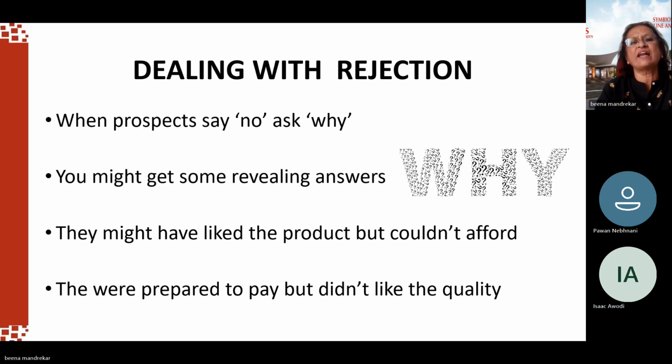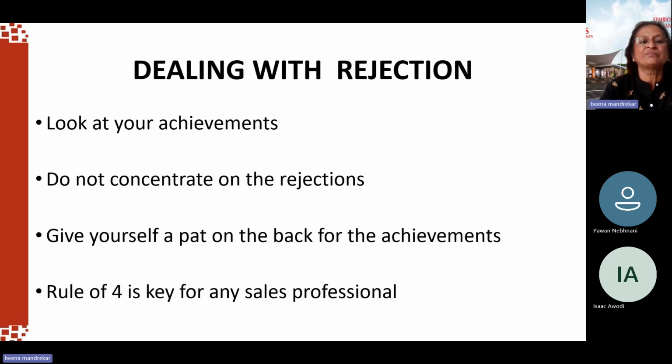Last time, like, but you're okay with the idea. Yes. Then, what about the money? Oh, it is too expensive. Okay, so you like the idea, you don't like the quality, and you don't like the price. Make details of their objection and come back home. You might get some revealing answers.